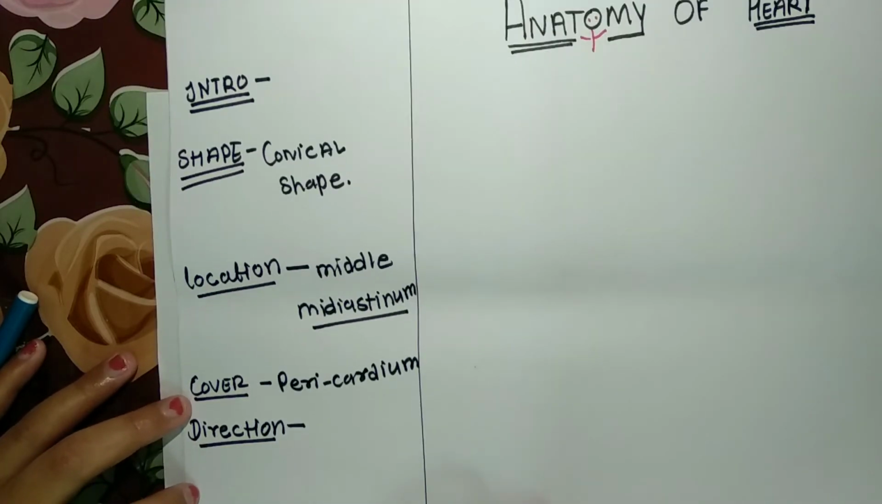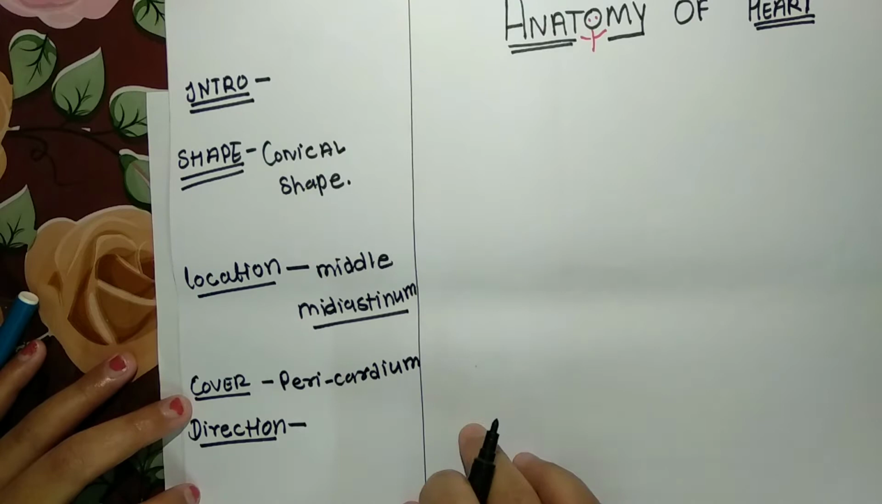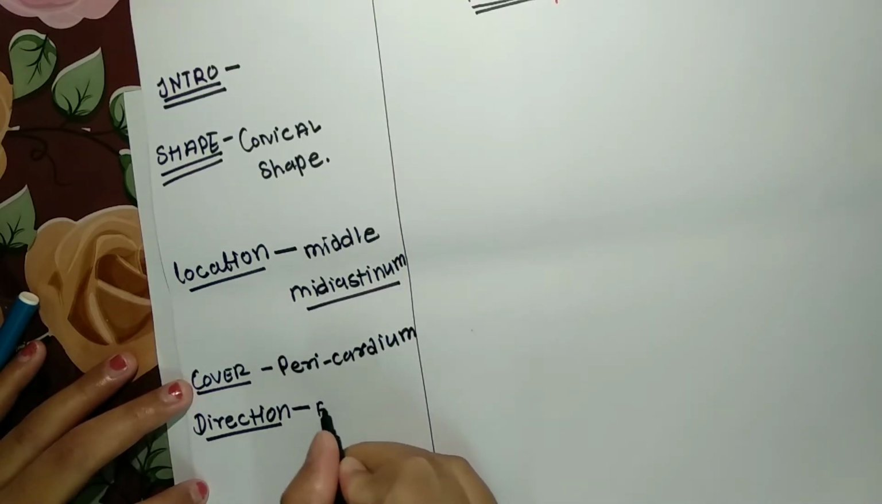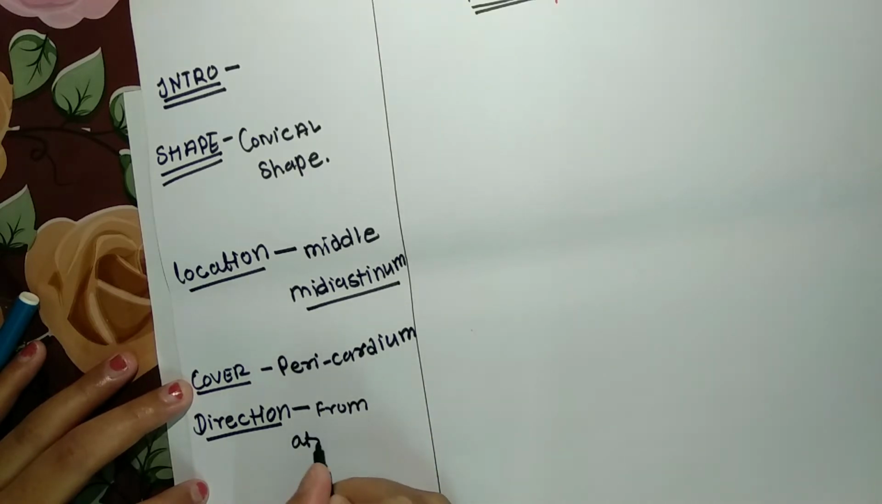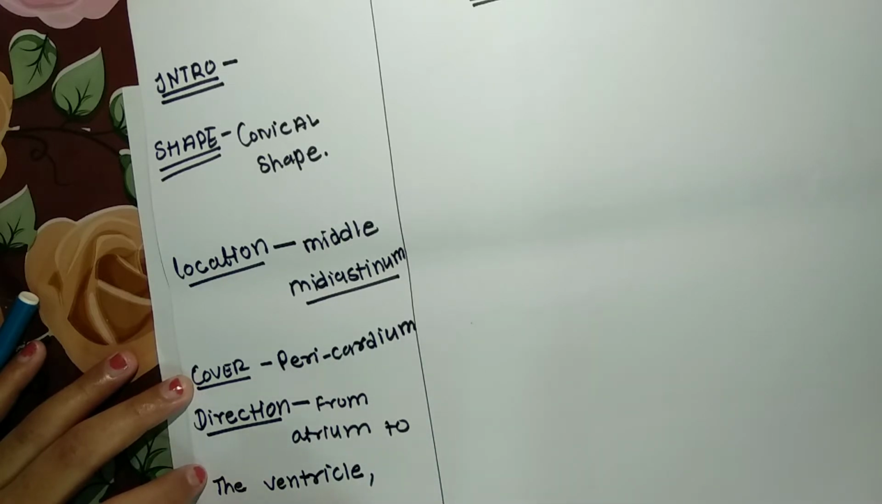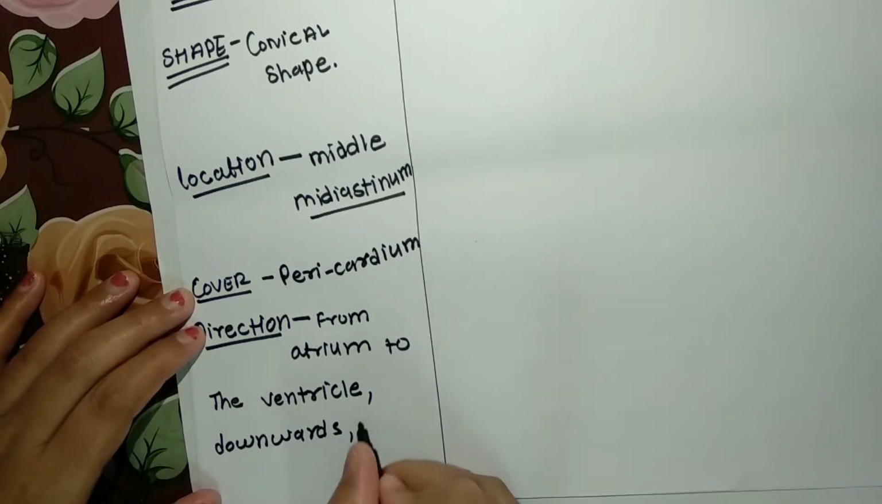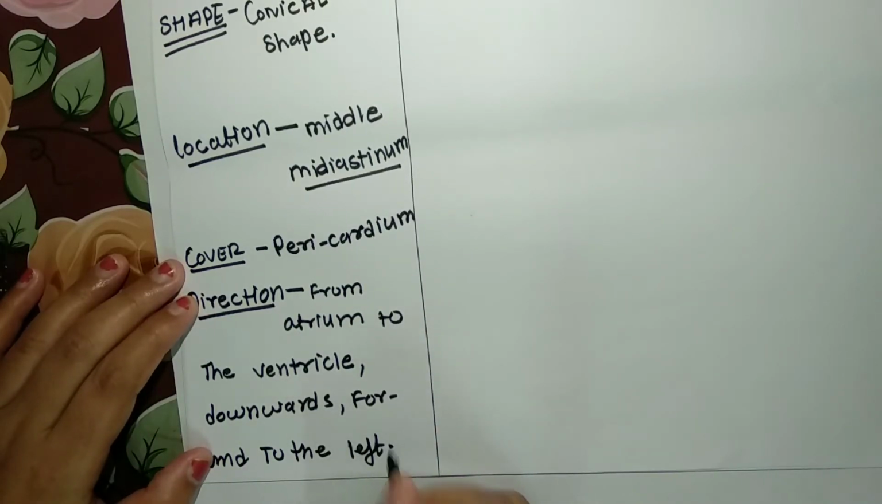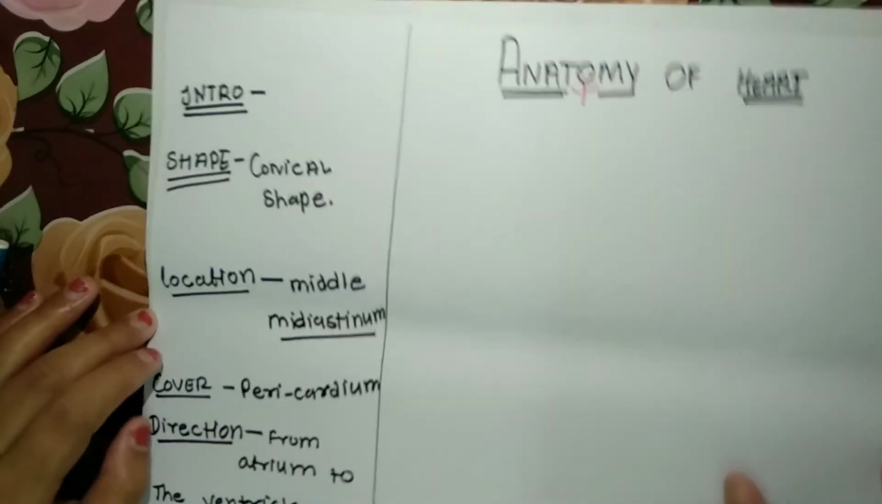The blood flow of the heart is from the right atrium to the ventricles, downwards, forwards, and to the left side. This is the introduction of the heart.